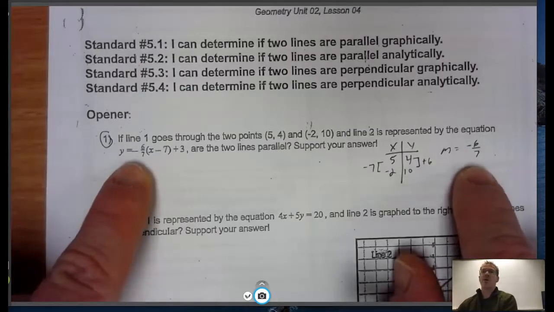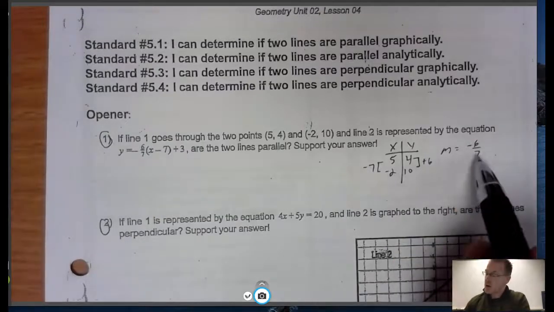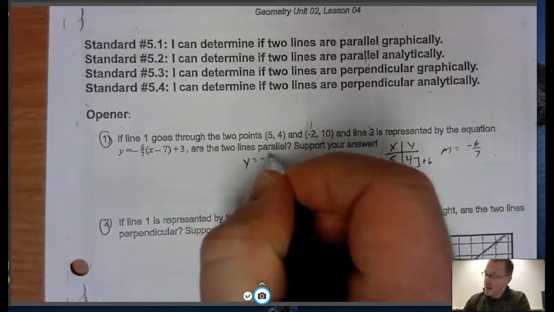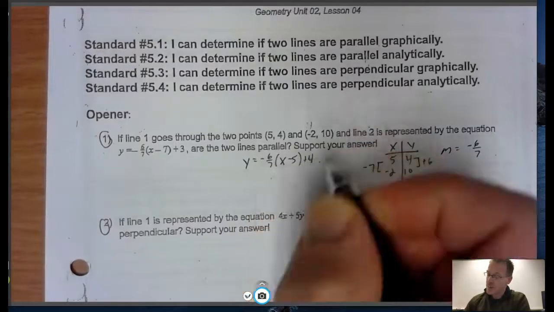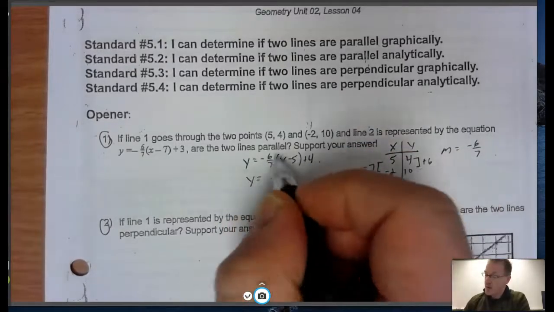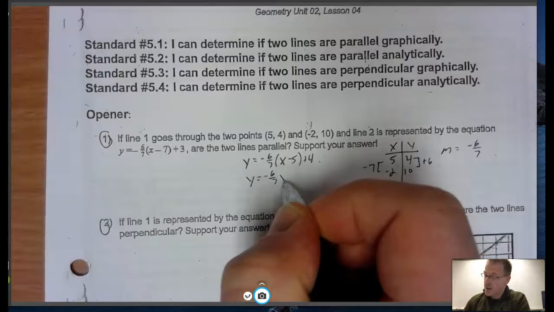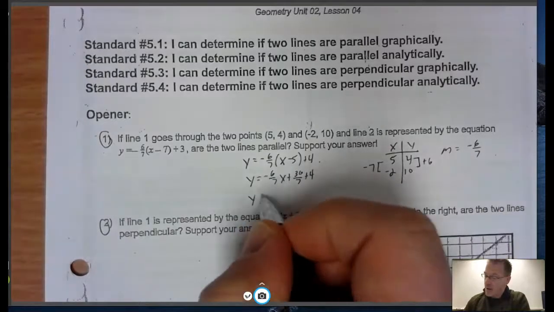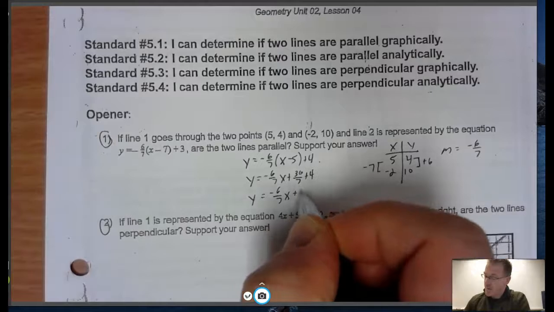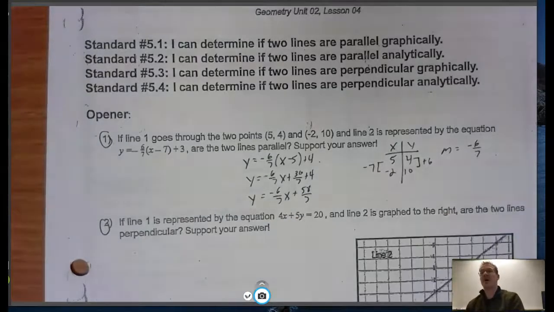Now we want to know if they're parallel. What we have to do is confirm that they have 2 different y-intercepts, because we have to make sure we're not on the same line. If I write the equation of this line, I'd have y equals negative 6 over 7, using that first point, times x minus 5 plus 4. Then I distribute: negative 6 over 7x plus 30 over 7 plus 4. If I combine like terms, I get 58 over 7. You might have a decimal equivalent of 8 point something.